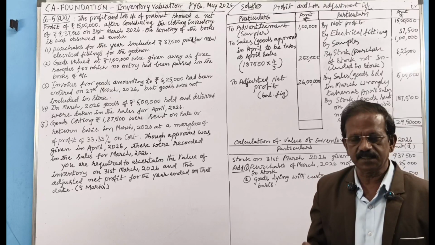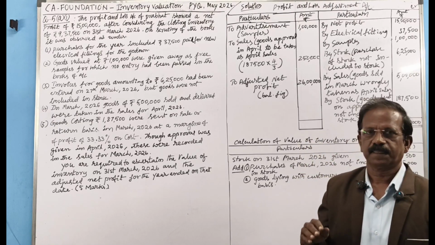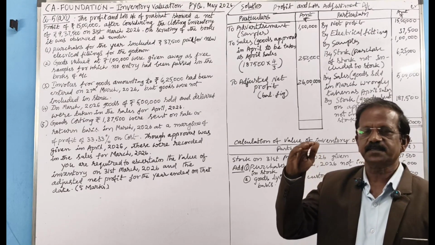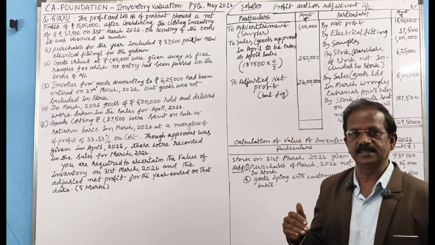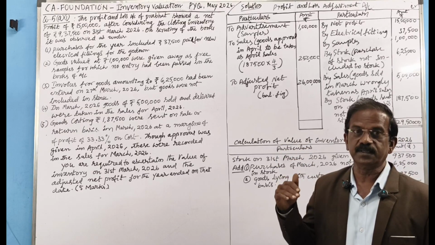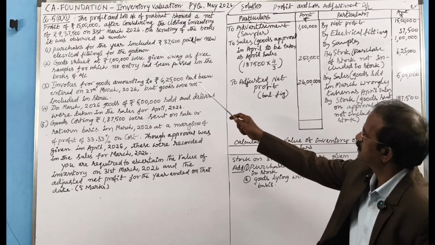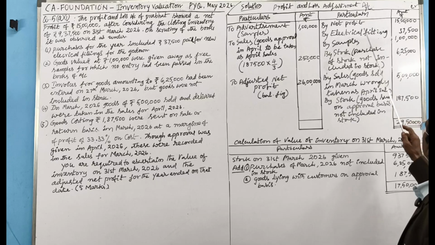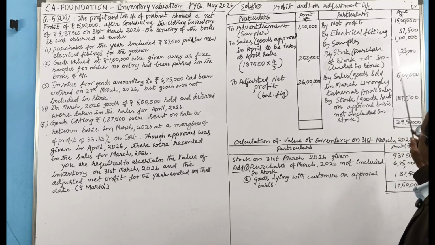So unnecessarily purchase account has been increased. It means expenses have been increased. Because the expenses have been increased, profit has decreased. Now you have to increase the profit. For that reason, this 37,500 should be added back to the profit. How should you write? By electrical fittings.